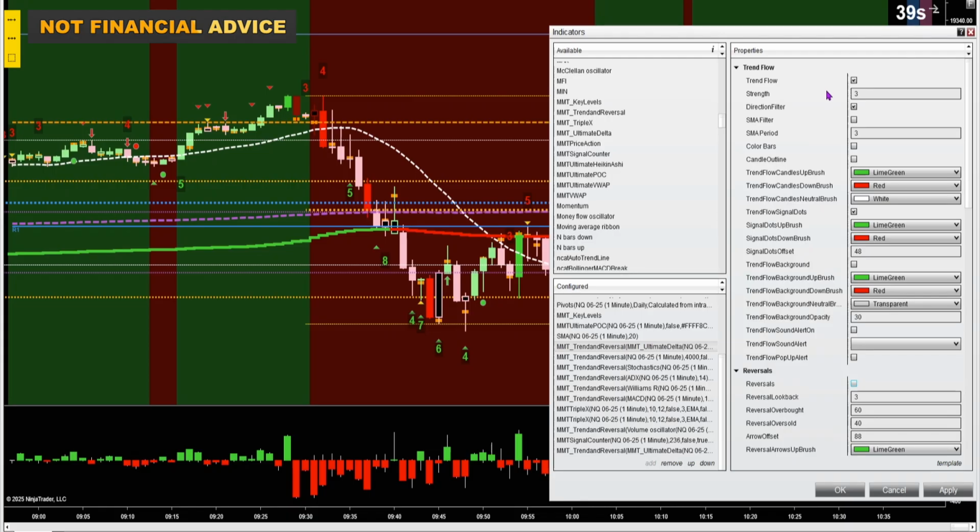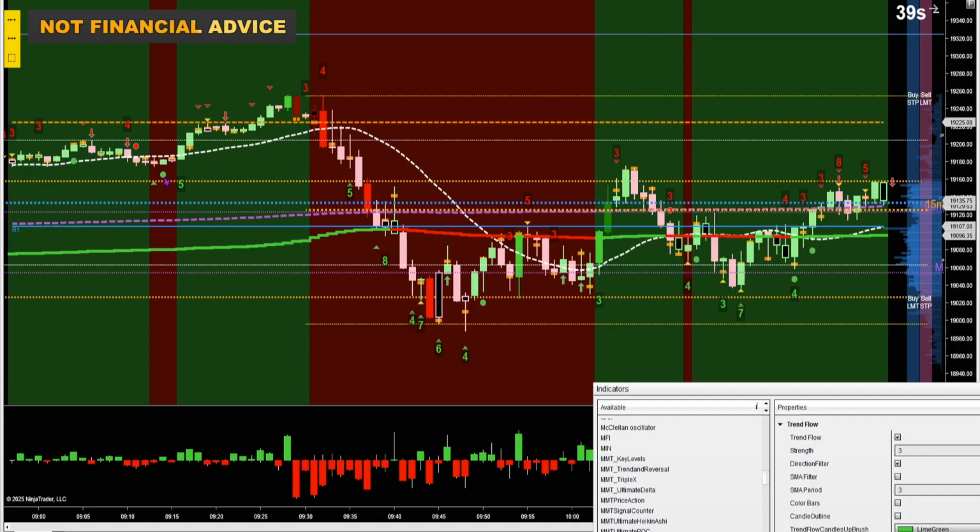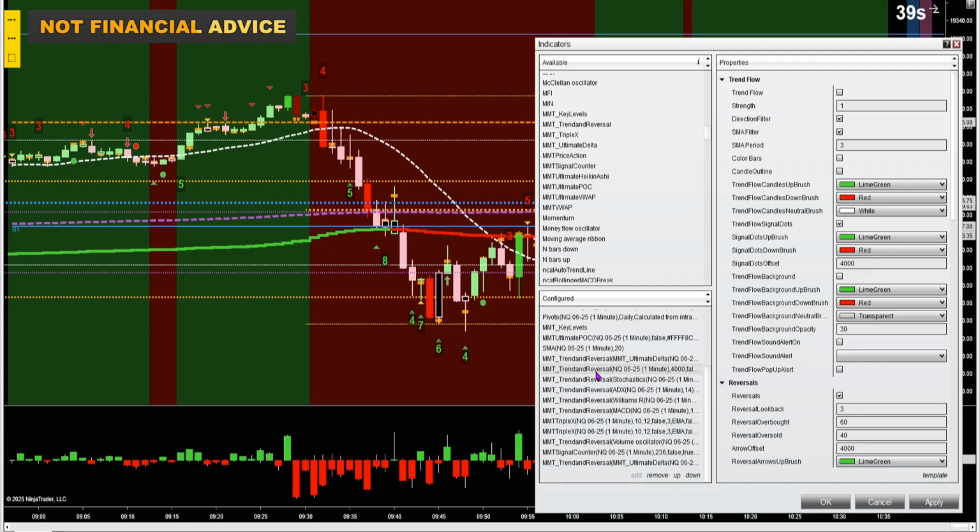I've also got the trend flow activated, strength of 3, directional filter on. It's printing green and red dots. Here's a green ultimate delta trend flow dot. This one never broke above these key levels. A couple more there. And then I've got a bunch of instances of the trend and reversal that I'm using off of the screen by using these wide offsets.